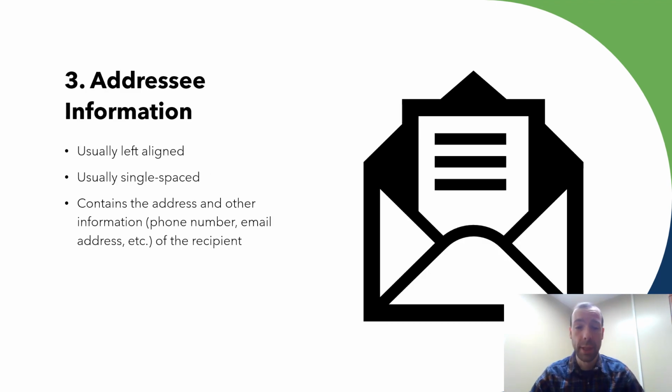The third part of a letter is the addressee information. This is usually left aligned, usually single spaced. It's just a block of text of information that's all together. This contains the address and other information, phone number, email address, that kind of thing, of the recipient, the person or party who's receiving the letter. This is in basically every letter, whether it's formal or informal. Very important to include. However, it does not yet include the person's name or the company's name, because that's going to be in a future part, the greeting.